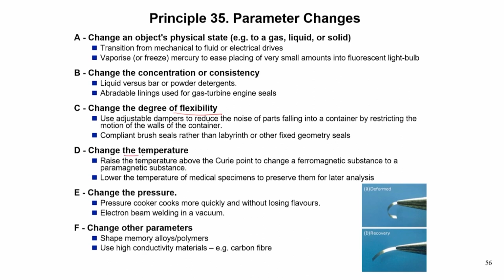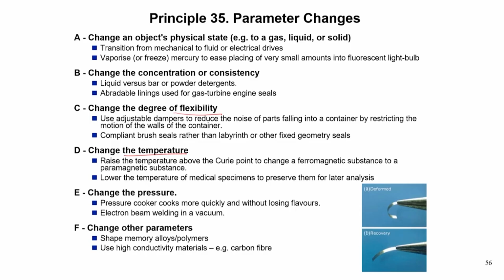Change the temperature: raise the temperature above the Curie point to change a ferromagnetic substance to a paramagnetic substance, or lower the temperature of medical specimens to preserve them for later analysis. Change of pressure: a pressure cooker cooks more quickly without losing the flavor. So, you can use pressure as another parameter that you can change.